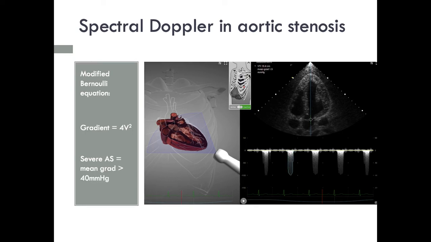We can also ask the machine to calculate a mean gradient for us, and we do that by tracing the flow envelope. So you can see here I've traced the outline of the flow envelope, and what we're asking the machine to do is to calculate the gradient at each point along this trace. So it's calculating 4v squared for each point along the outer edge of this flow envelope, and it calculates the mean of those separately calculated gradients. And severe aortic stenosis is a mean gradient of more than 40 millimeters of mercury.